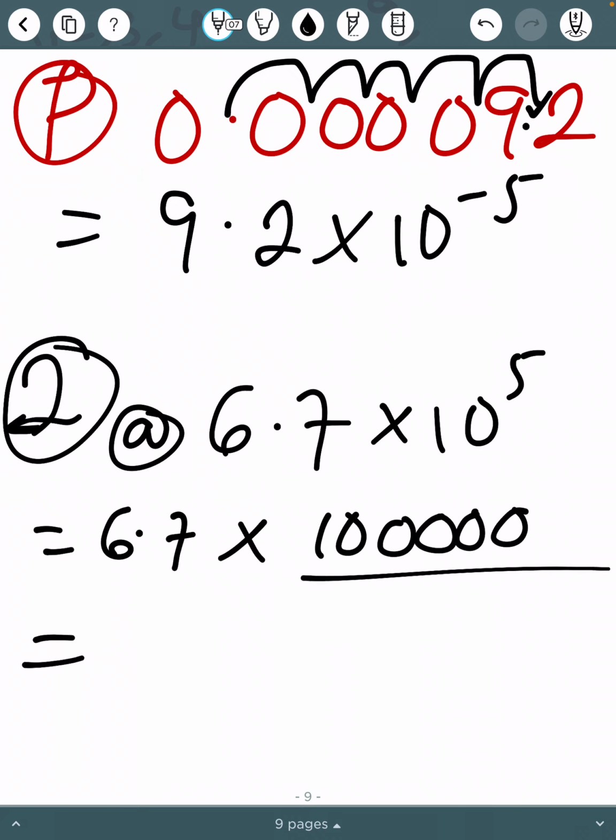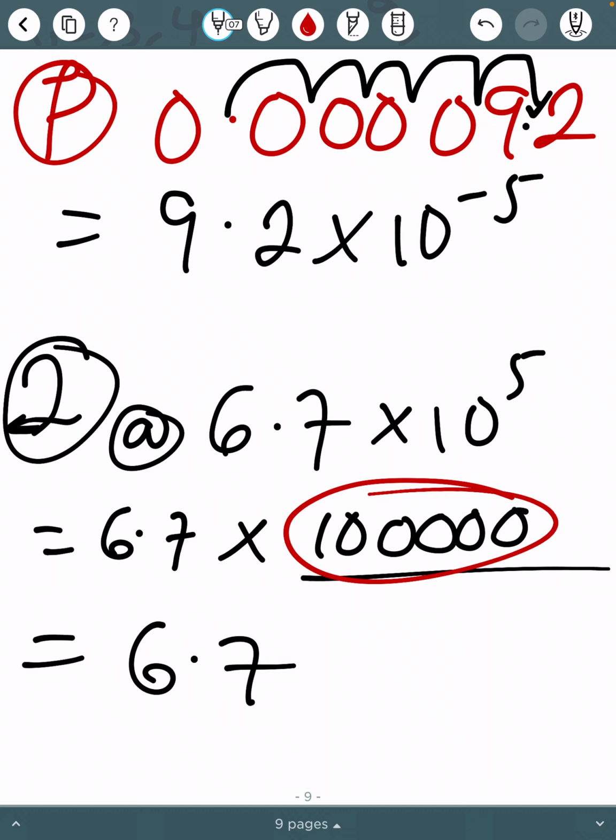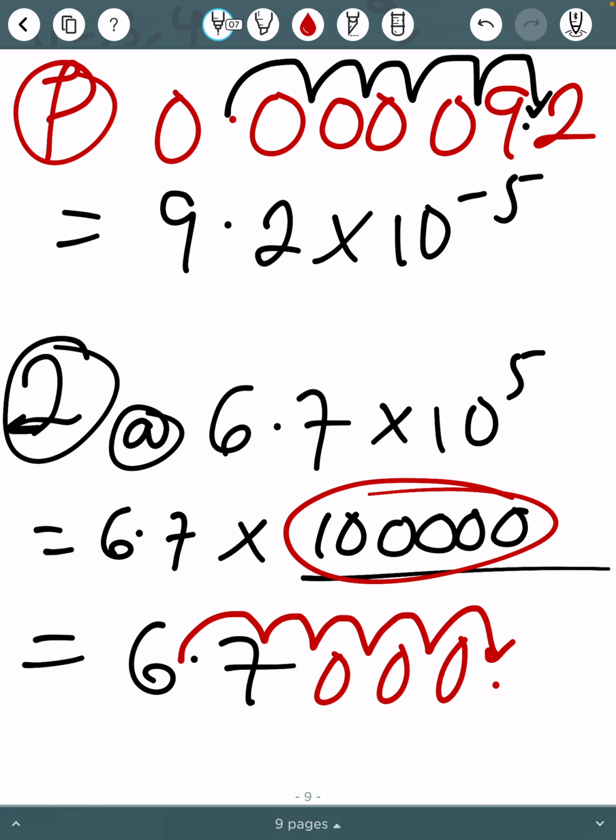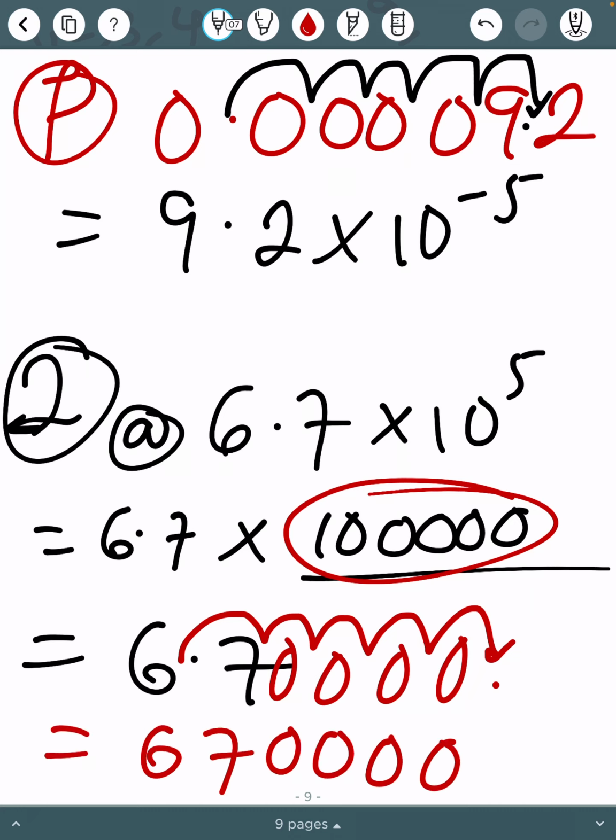So all I need to do is write 6.7 and move the decimal forward 5 times, because I have 5 here, I have 5 zeros here. I just move the decimal forward 5 times. 1, 2, 3, 4, 5. So all these gaps will be filled with zeros. That gives me 670000. Understand? That's my answer in ordinary form.